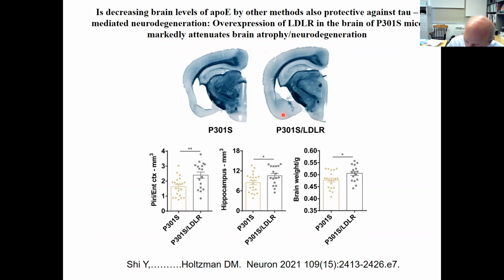Now whether this occurs with APOE2, we don't know yet, but certainly with APOE3 and 4, we have other experiments we haven't published where lowering both of those is neuroprotective in models of tauopathy.